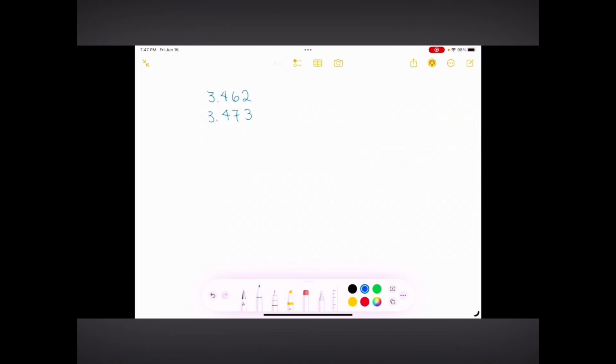3 and 462 thousandths compared to 3 and 473 thousandths. The 6 is less than 7, and so 3 and 462 thousandths is less than 3 and 473 thousandths. Conversely, negative 3 and 462 thousandths is greater than negative 3 and 473 thousandths.